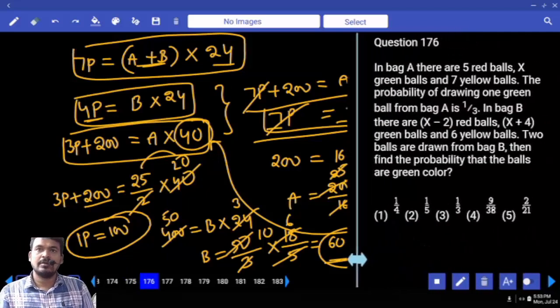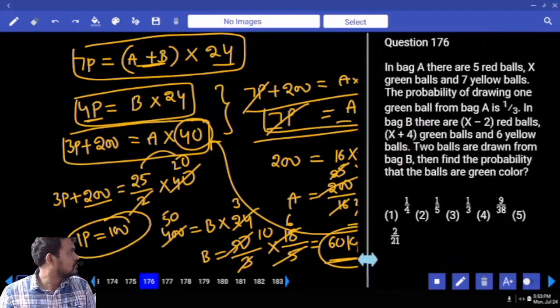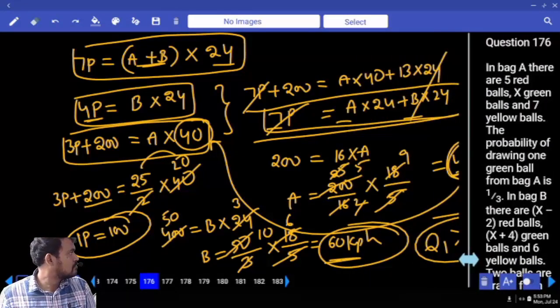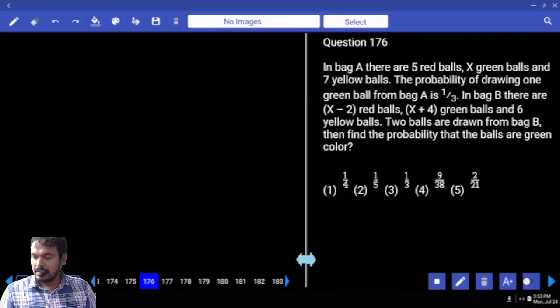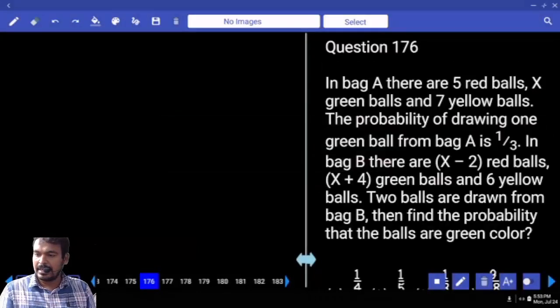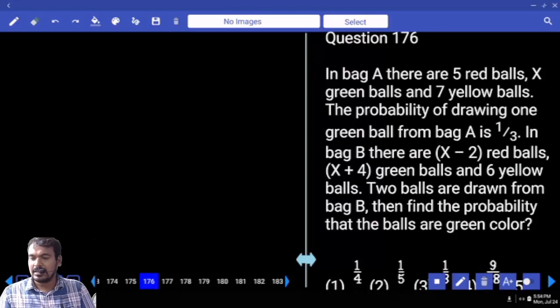Next question number 176. In a bag there are 5 red balls, X green balls and 7 yellow balls. The probability of drawing 1 green ball from bag A is how much? 1 by 3. In bag B there are X minus 2 red balls, X plus 4 green balls and 6 yellow balls. 2 balls are drawn from bag B. Then find the probability that the balls are green in color.